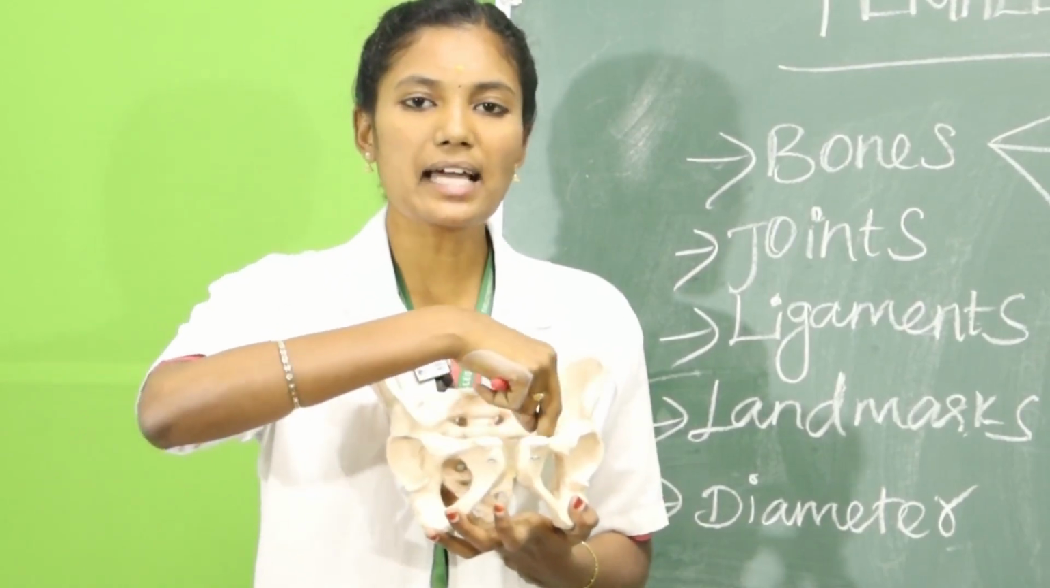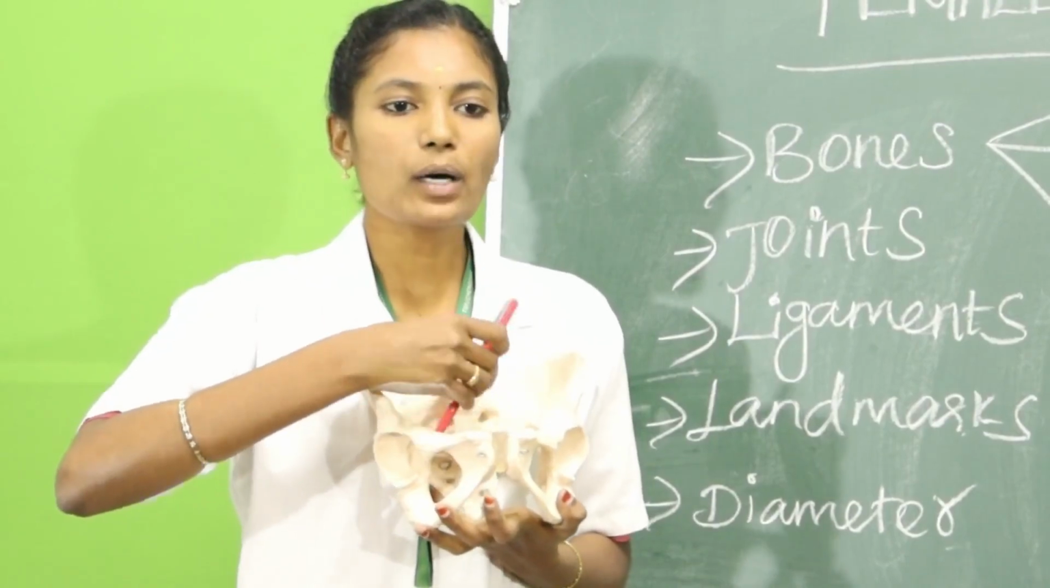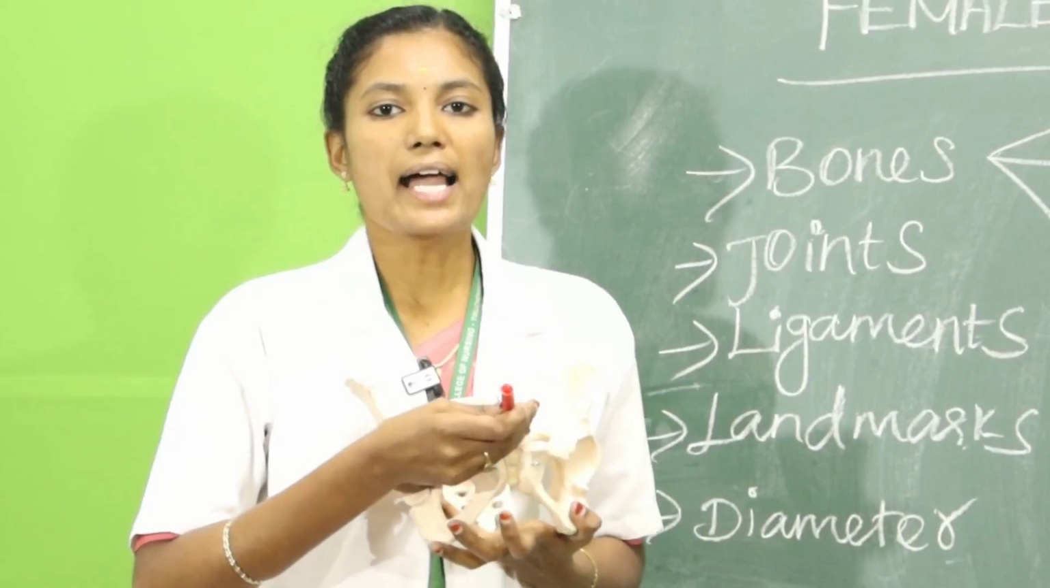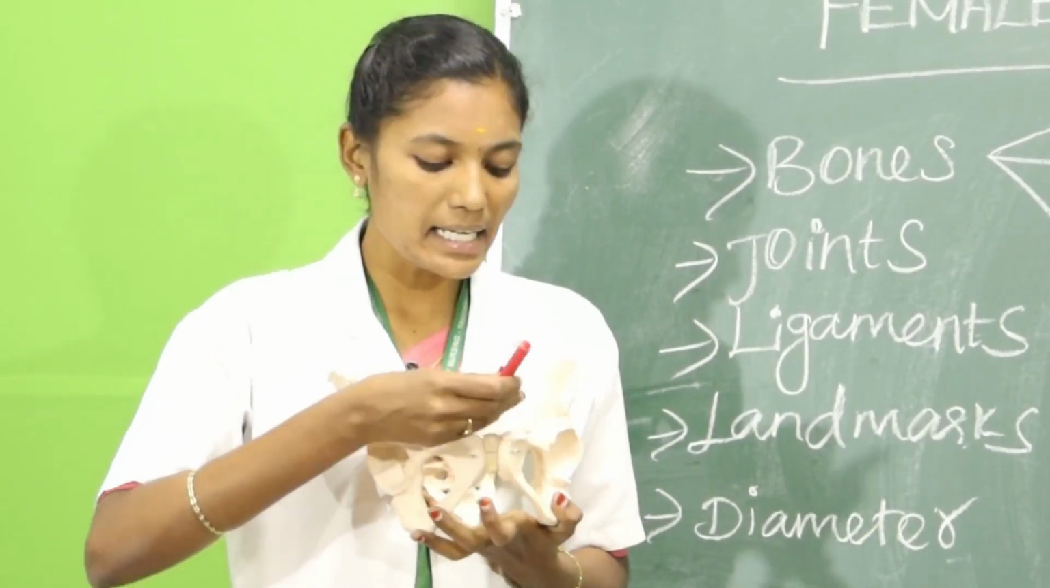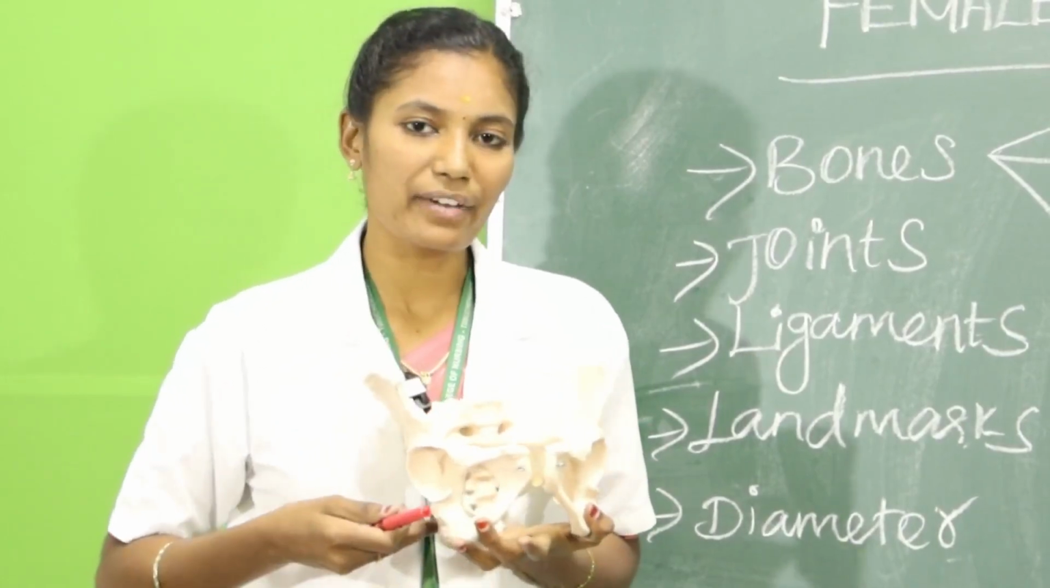Next is the cavity. The cavity is circular in shape with no exact measurement, but the antero-posterior, oblique and transverse diameters are all considered to be 12 centimeters. Next is the outlet of the female pelvis.